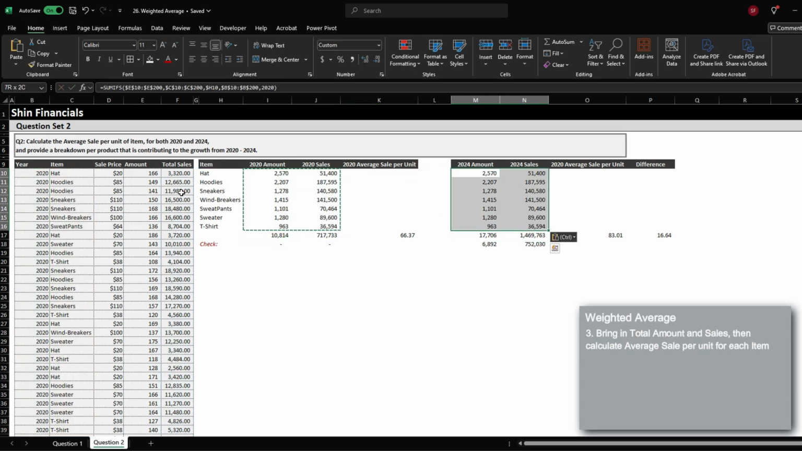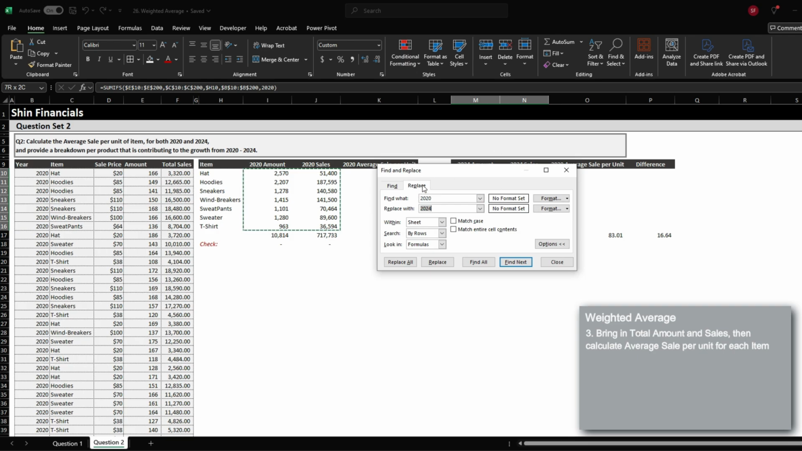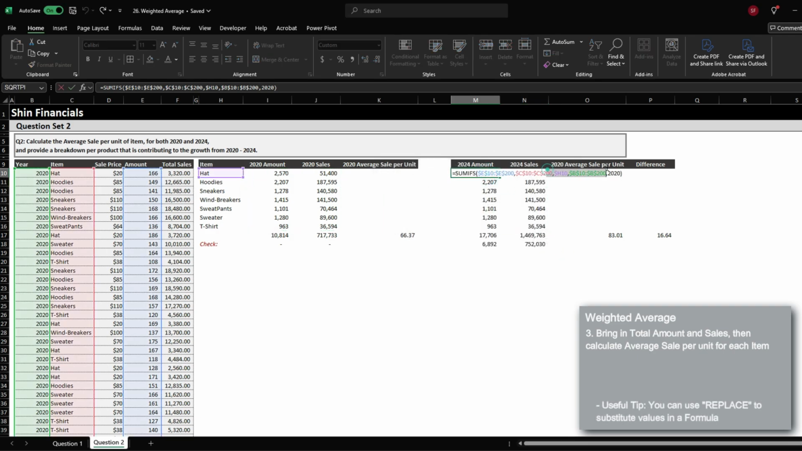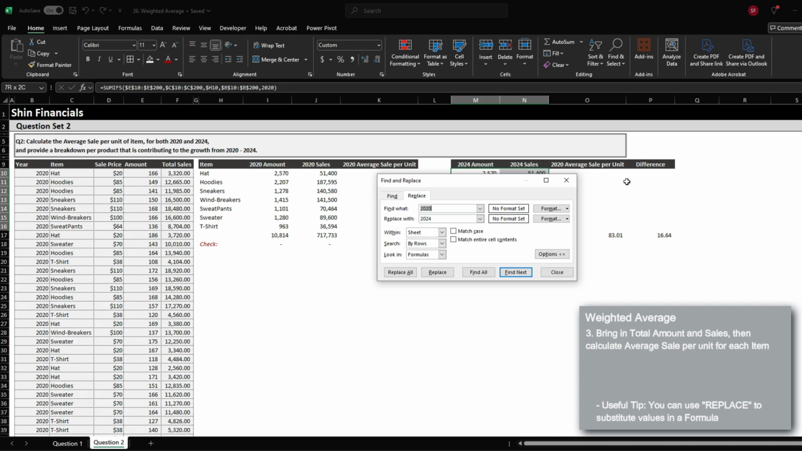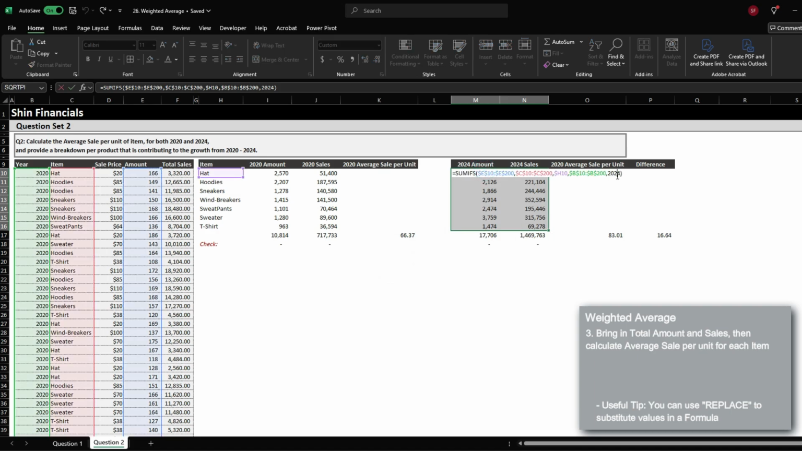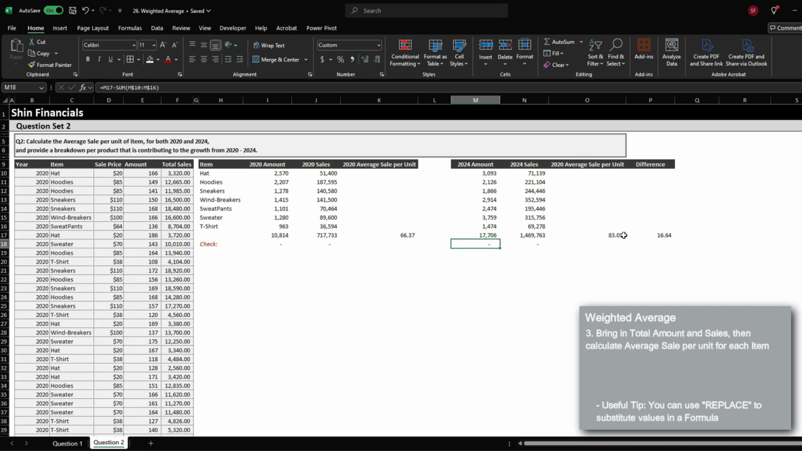And a really useful trick here is you can use the replace function to replace specific inputs in your formula. You'll notice that anytime I want to replace 2020, instead of going in the formula and then changing it to 2024, I just highlight the range that I want to edit, press Ctrl H. I want to find 2020, replace with 2024, press replace all. And it will automatically update all your 2020 inputs to 2024. Just a neat trick if you ever want to use it.